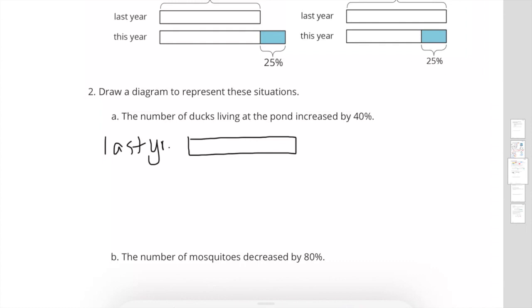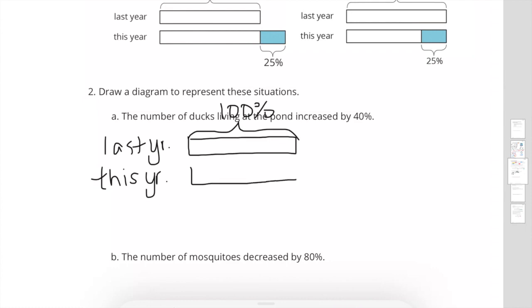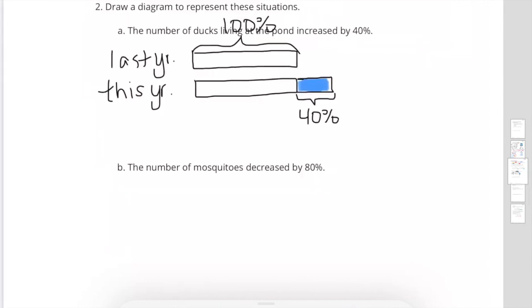So last year, we had this set amount of ducks, which was my 100%. And this year, I know it increased by 40%. So I know I still have my 100%, but then I have an additional 40%, so a little less than half the size. So this represents what percentage, this little blue area? Okay, that represents 40%.